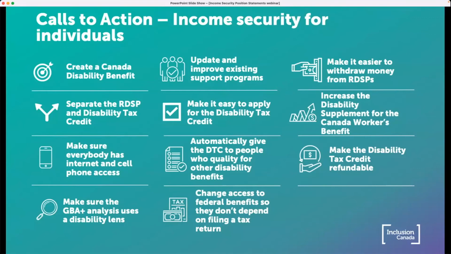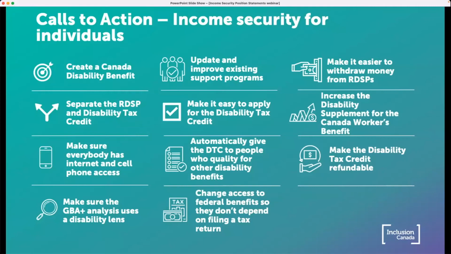And it really took a long time for the government to acknowledge that people with a disability were facing increased costs during COVID and had lost income during COVID. So we think a disability lens included in that GBA Plus analysis would help make sure that policies weren't considerably more punitive to people who have a disability.